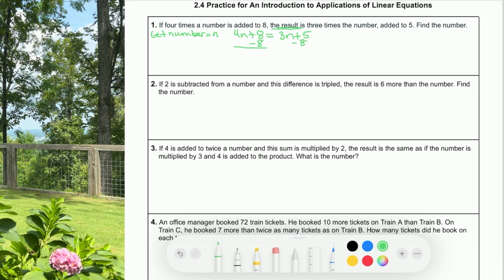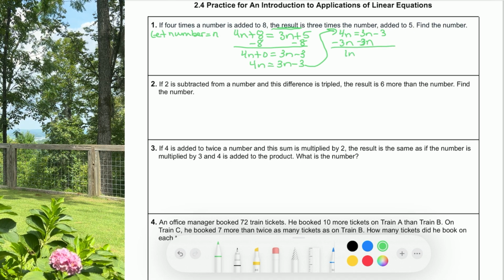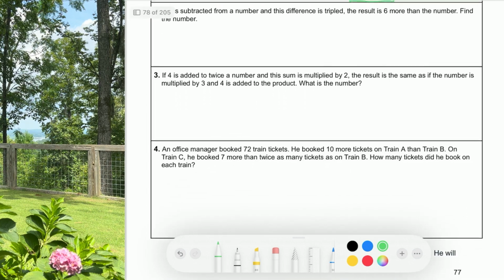So I will subtract 8 from both sides. I get 4n plus 0 equals 3n minus 3. So 4n equals 3n minus 3. Now I'm going to subtract my 3n. I get 1n equals 0 minus 3, which is just n equals negative 3. And we have found the number they wanted us to find.